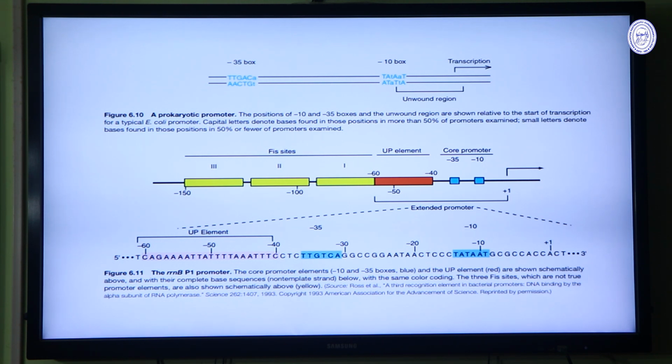That is represented by the yellow box extending from -60 to -150, and it is shown by 3 boxes, 1, 2 and 3. These regions act in a manner more or less analogous to the enhancer sequence of the eukaryotic promoter, and some transcription factors bind to these sites. We call them the fis sites, and when these factors bind, they stimulate the activity of the RNA polymerase at the promoter.